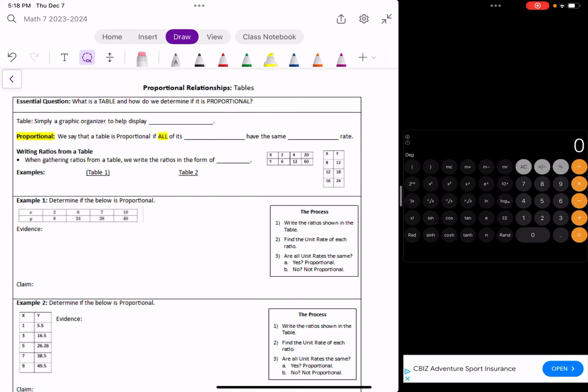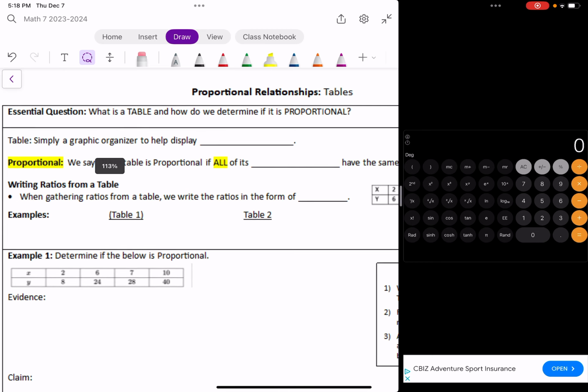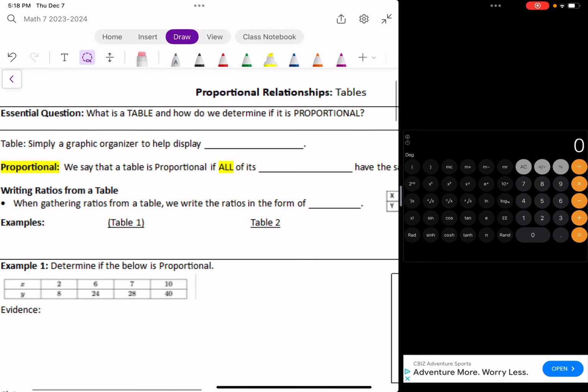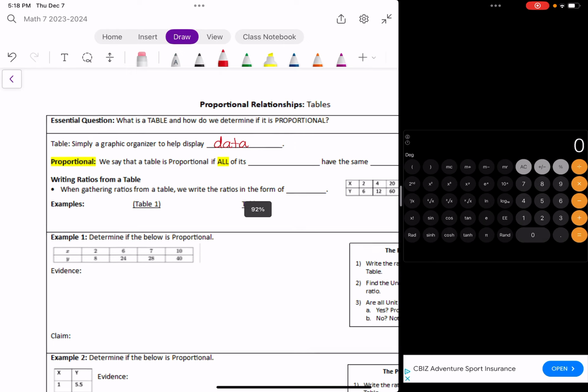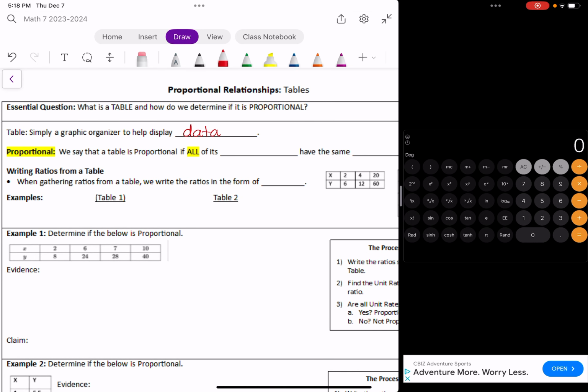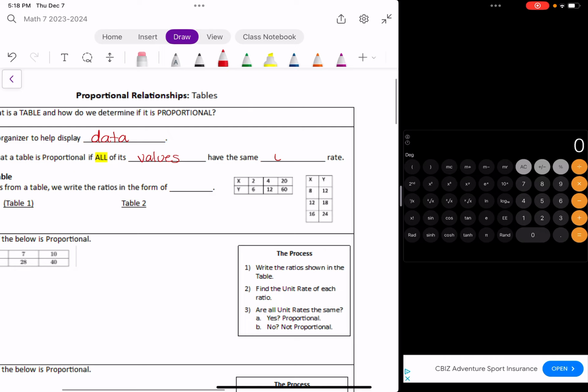Let's take a look at proportional relationships in tables. So we're going to be able to answer the question, what is a table and how do we determine if it is proportional? A table is a graphic organizer to help display data. We say that a table is proportional if all of its values have the same unit rate.